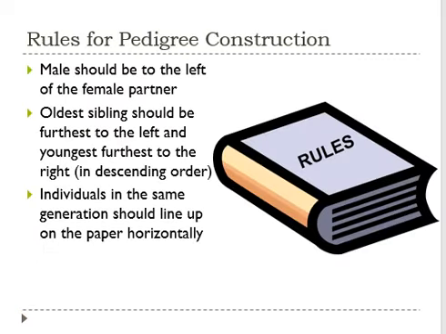So, rules for pedigree construction. The male should always be to the left of the female. The oldest sibling should also be furthest from the left and the youngest most to the right. Individuals in the same generation need to be in the same line.